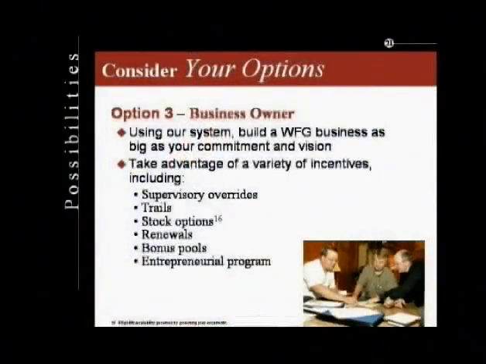And then step number 3, it took me about 8 months. Now it's not common, it's different for everybody, but for me it took about 8 months before I was ready to come over full-time. And as I came over full-time, I became what's most commonly referred to as a business owner. As a business owner, I started to build my own business within the company. I started to attract other agents and associates, and I got supervisory overrides, trail commissions on all money under management, stock options. They have a program.